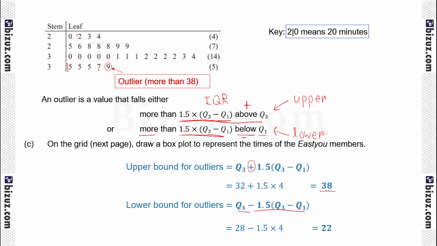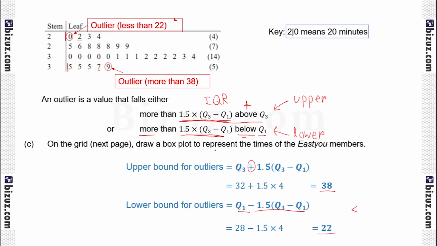Is any value in this diagram lower than that? Well, yes, you have one: 2 bar 0, that's 20, which is less than 22. Let's also check the value next to that. That's 2 bar 2, that's 22. That's exactly 22, so it's still not an outlier, because only when we strictly go below this value is it going to be an outlier. Even if you're exactly on this value, it's still not an outlier.